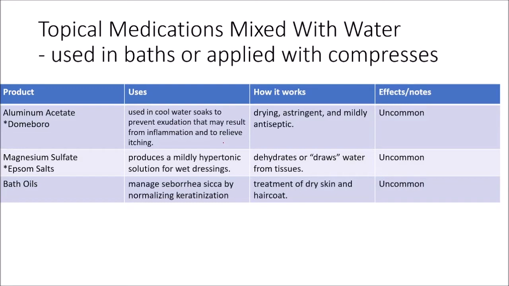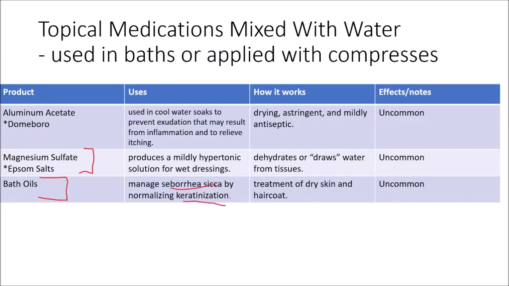Epsom salts, or magnesium sulfate, produce a mildly hypertonic solution, so it draws water from tissues, and we use it for wet dressings. Again, it is very uncommon to have side effects from that. Bath oils can be used for dry skin, seborrhea sicca, and to normalize keratinization. So we want to leave these conditioners on the skin and the hair coat.